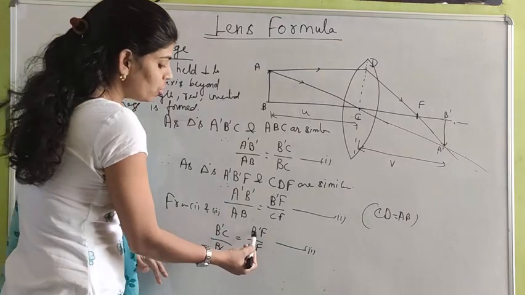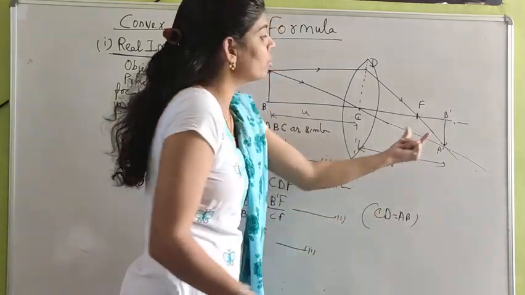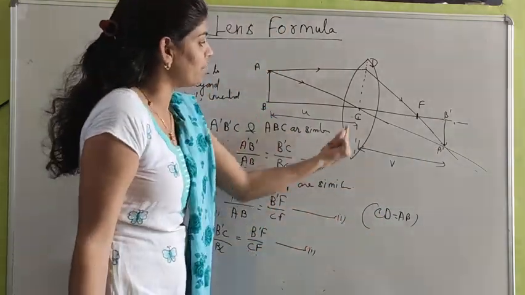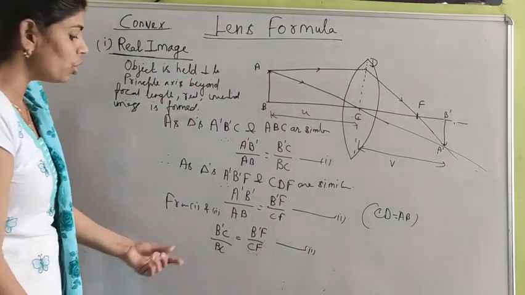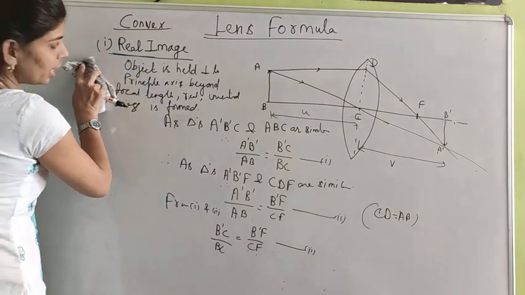But we have to change B dash F and CF. B dash F is not a fixed distance, we have to find it. In the same way, CF is also not a fixed distance, we also have to find it. So now we will find out B dash F and CF.